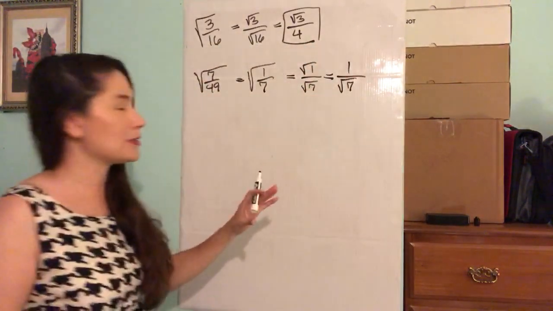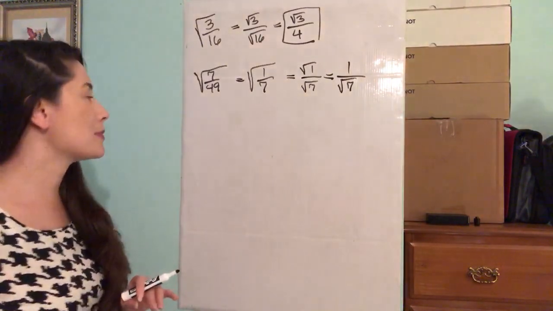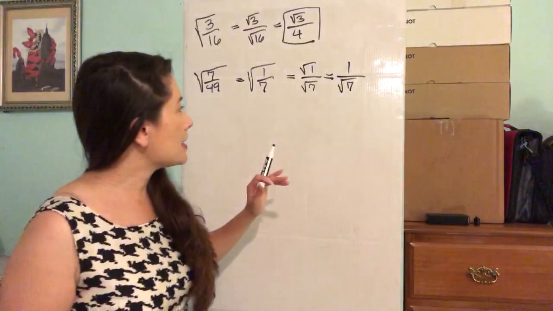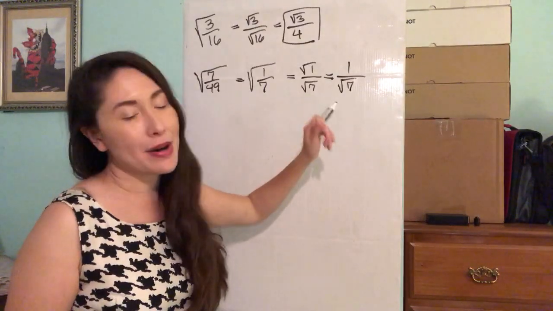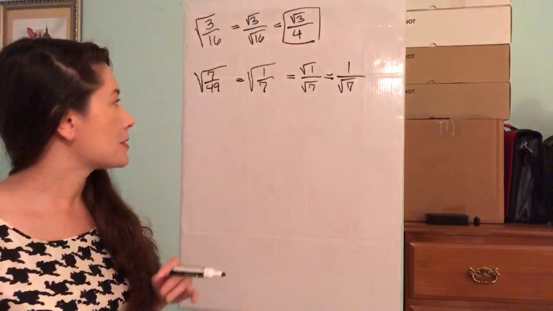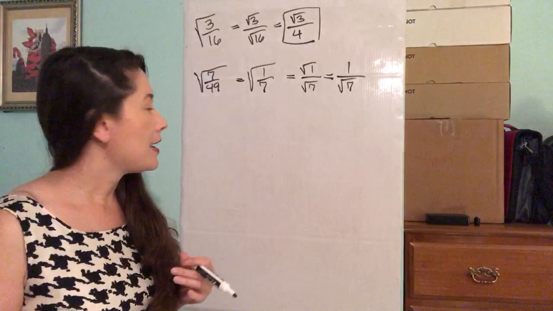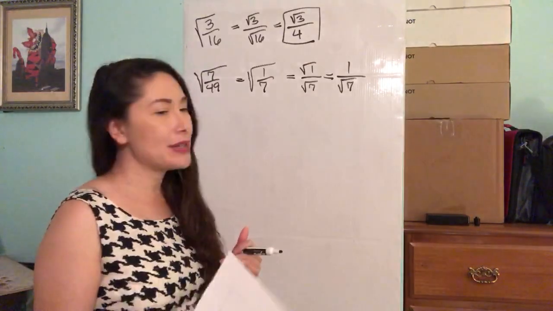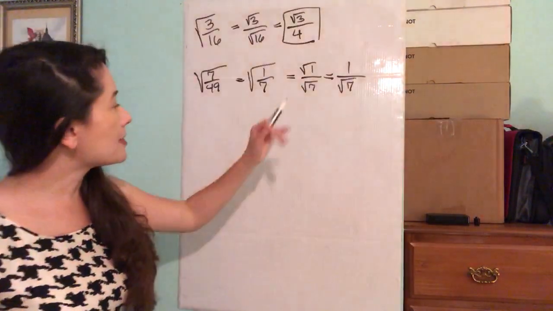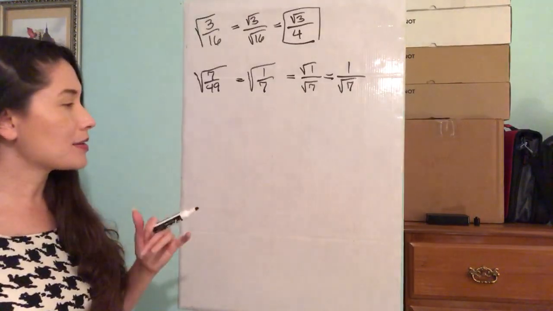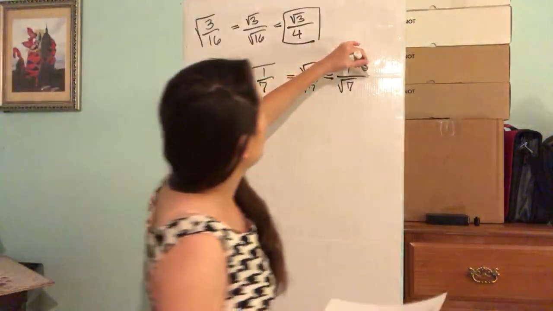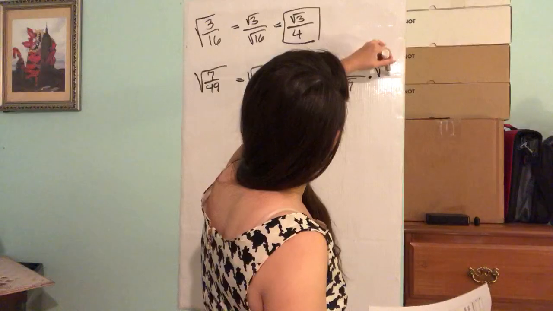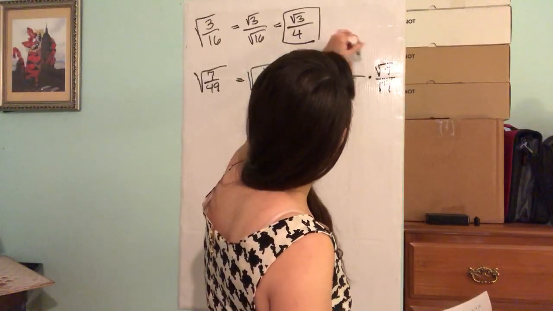Now this is not fully simplified. In order to be fully simplified, we need to get rid of this radical on the bottom. We have a square root of 7 in the denominator, and we want to get rid of that. How do we do that? We are going to multiply both top and bottom by the square root of 7, so the square root of 7 over the square root of 7.